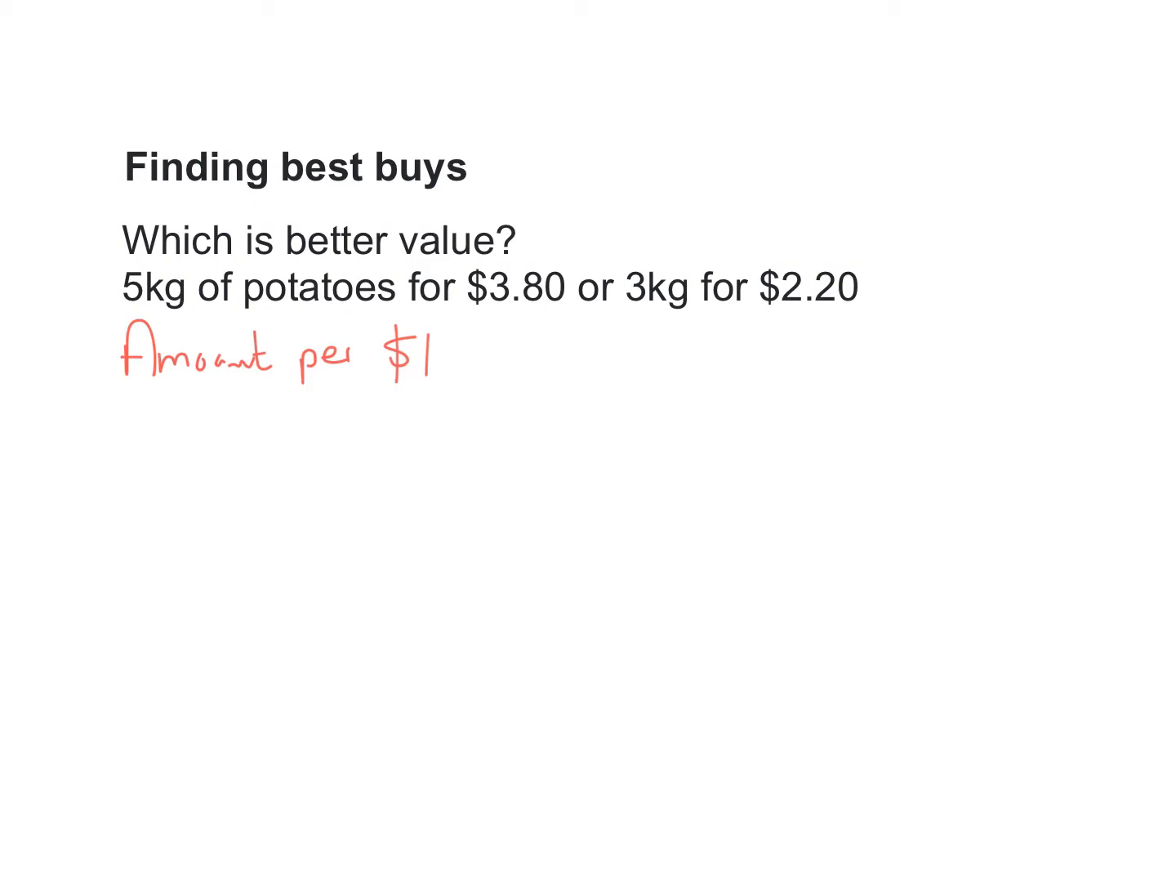So the other way is to find the amount per dollar. So we're going to work out our 5 kilogram one first. So we would say that $1 worth of potatoes is equal to 5 kilograms over $3.80. And when we calculate that out, we find that it is 1.32 kilograms per dollar that we purchase.